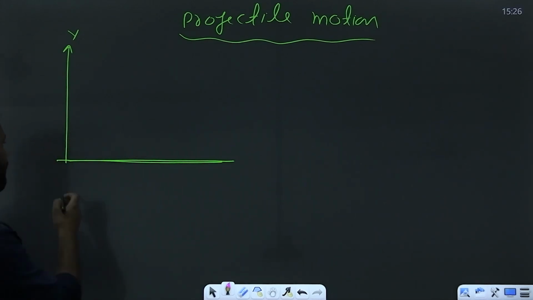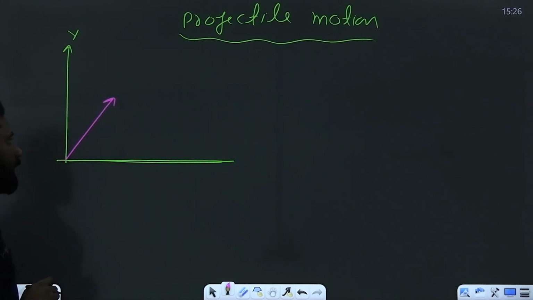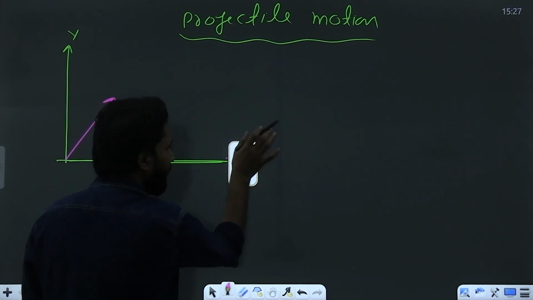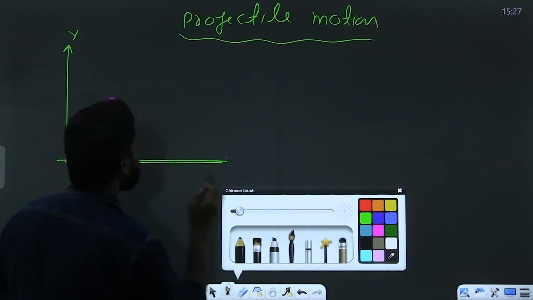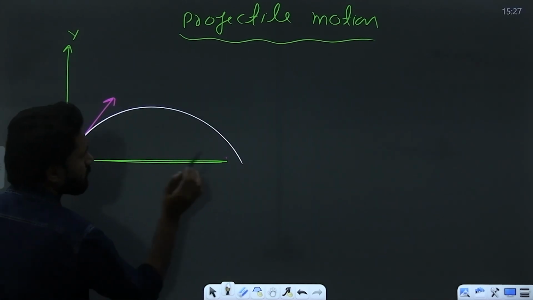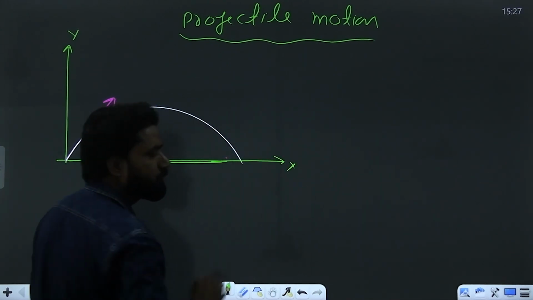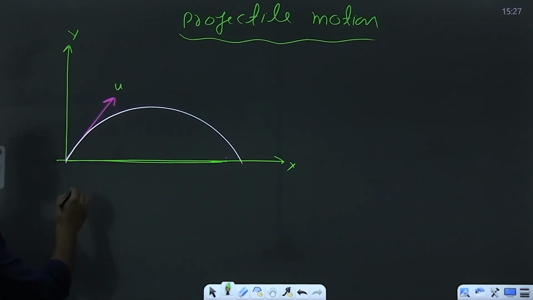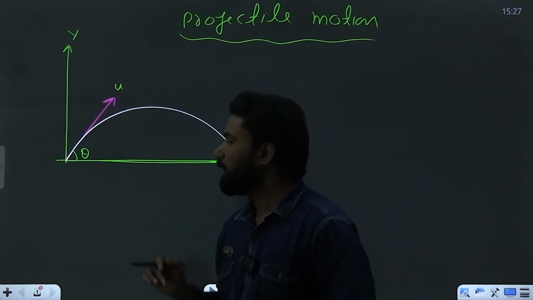Suppose a particle is thrown from this point obliquely, making an angle theta from the horizontal, that is the x axis. The path followed by the particle will be like that. This is your horizontal axis. Here is the initial velocity of the particle, u, and the angle made by the initial velocity with the x axis, the horizontal, is called the angle of projection.